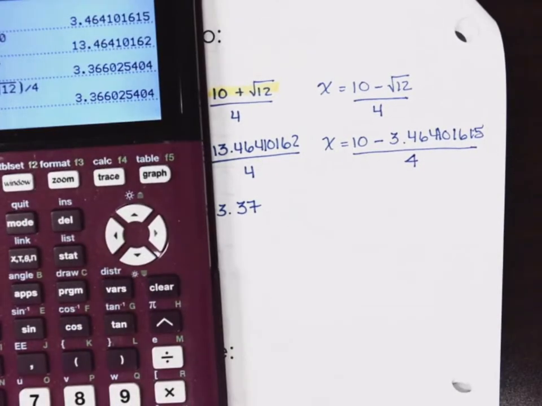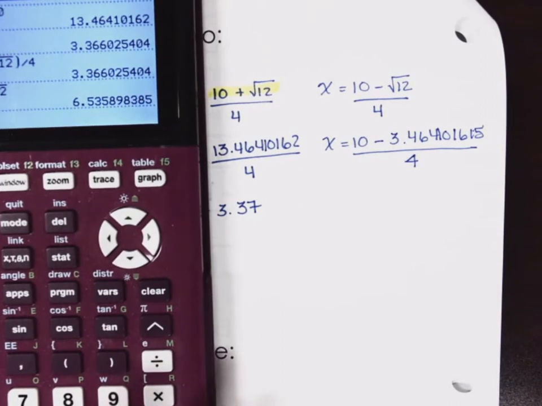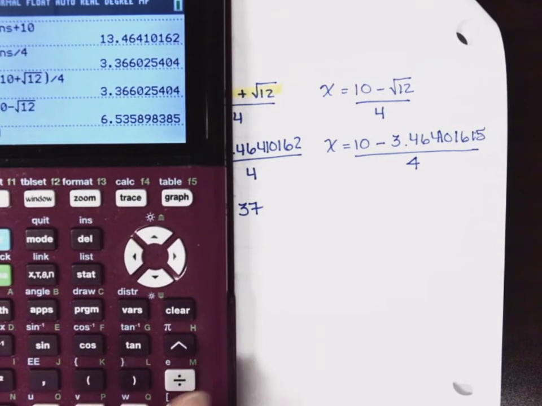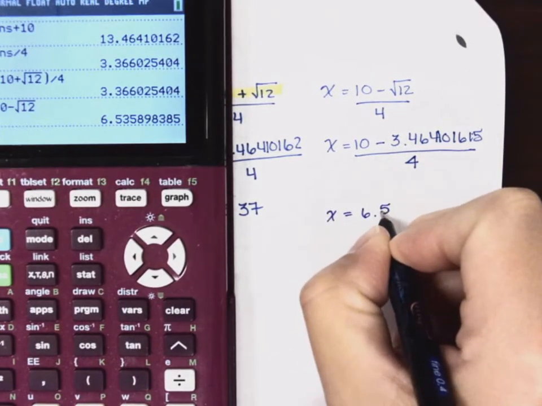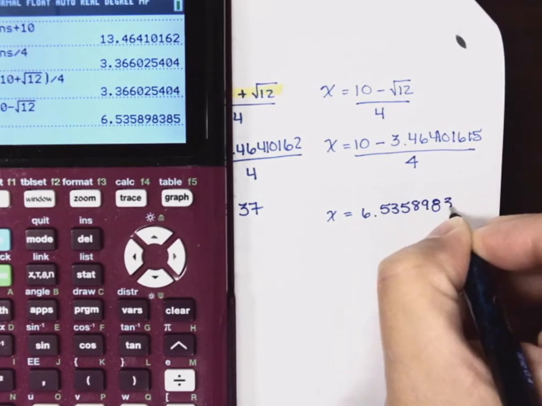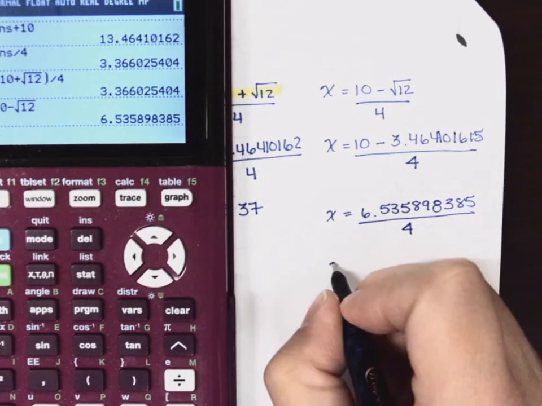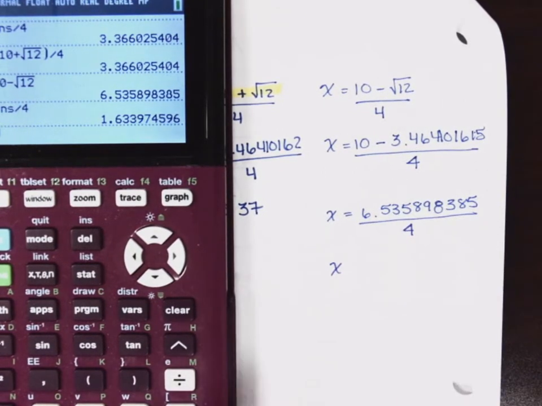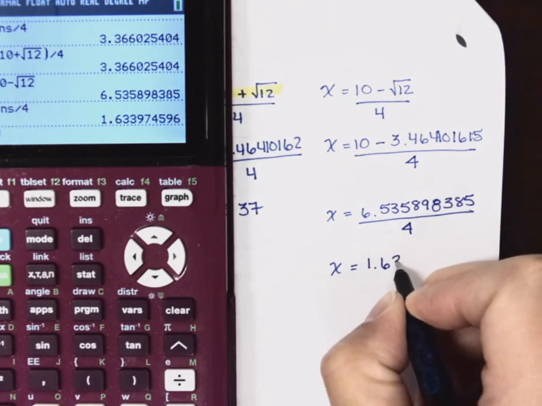So I'm going to do this in my calculator. I'm going to say 10 minus the square root of 12. And again, I have no desire to type all that information in, so I'm going to just use 10 minus root 12 in my calculator, and I get 6.535898385, and then I got to divide that by 4. Holy Hannah. And we said we're going 2 decimal places, so 1.63.